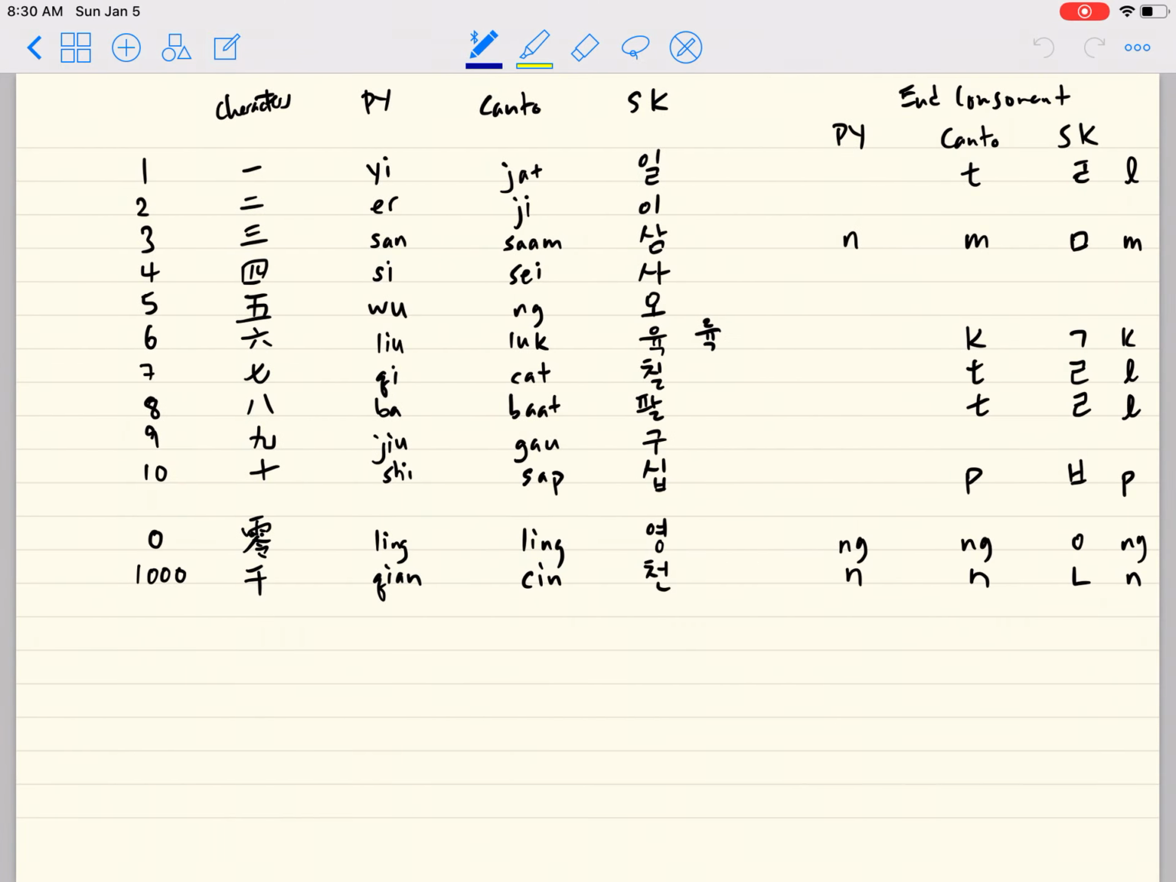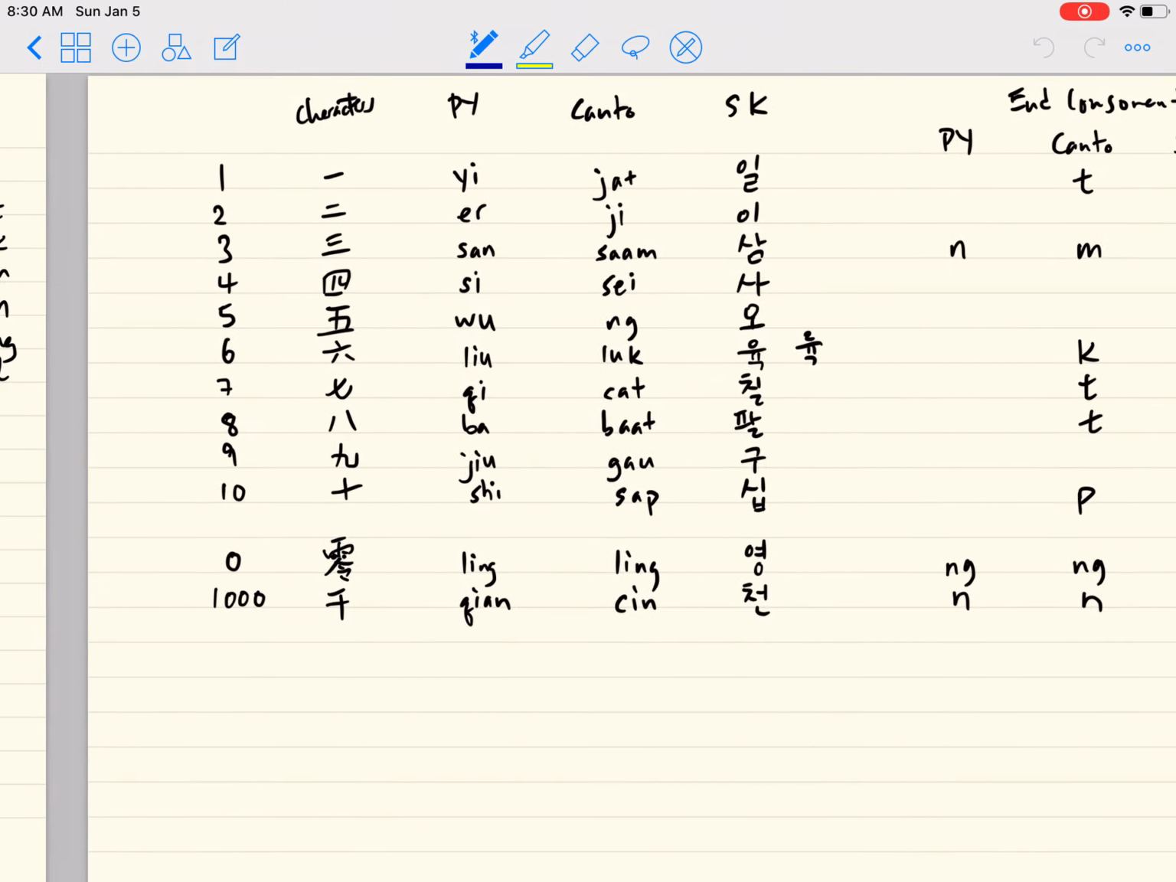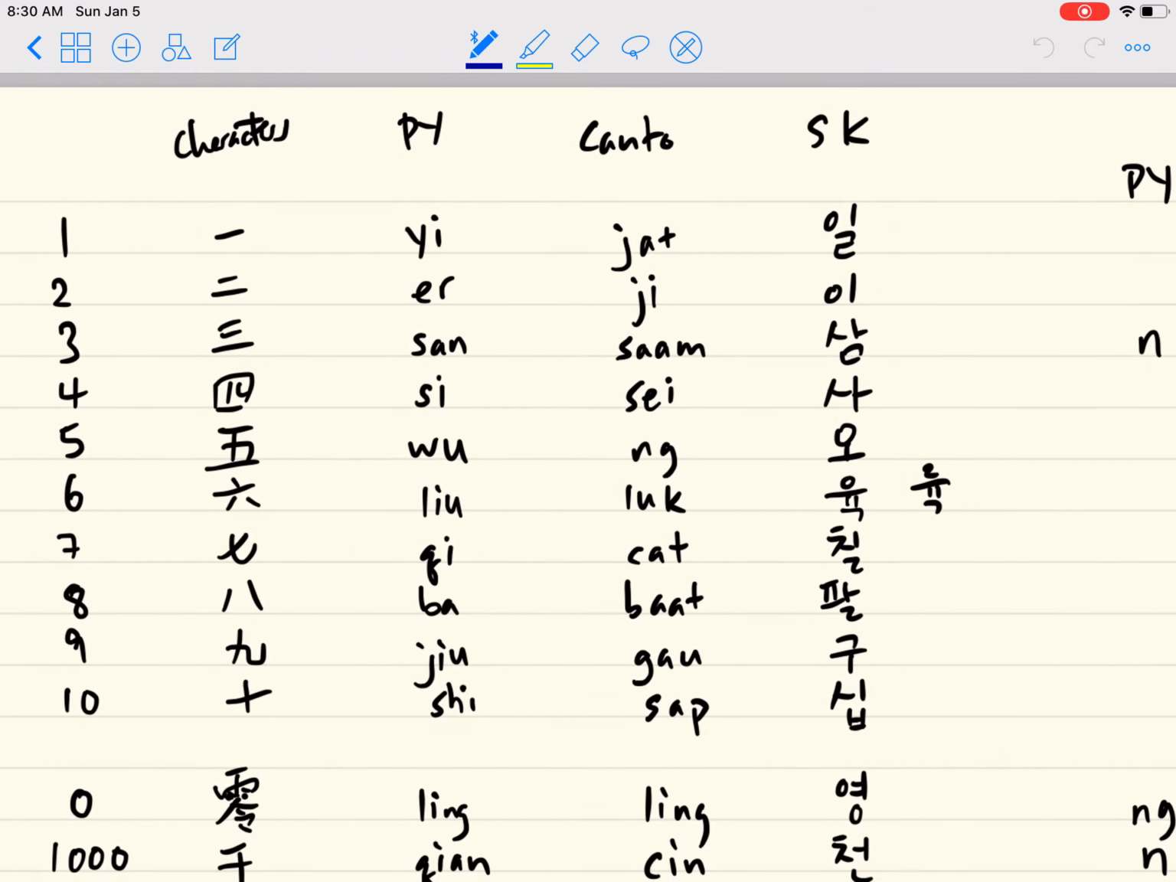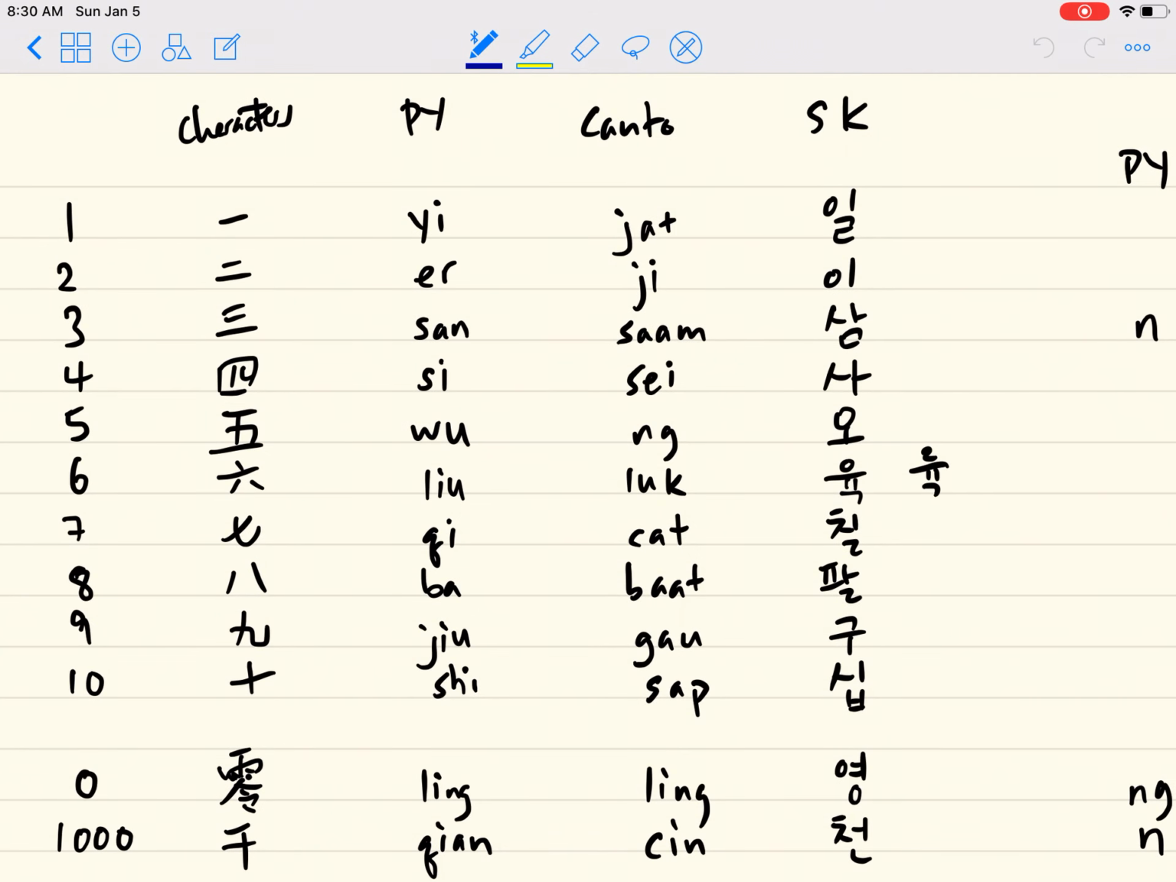So if you look at the number system, let's zoom in here a little bit. In the first column, you have the Chinese characters, and then on the far left, you have the Arabic numerals. And then the pinyin is for Mandarin pronunciation, and Cantonese has a lot of different romanizations, so this is the one I got from the dictionary that I use. And Sino-Korean is the Korean pronunciation of these numbers.